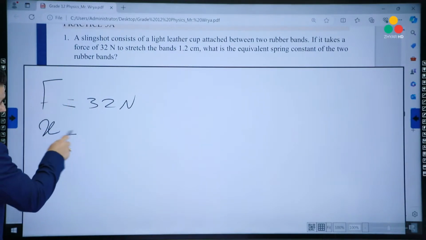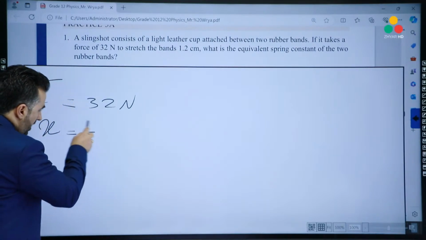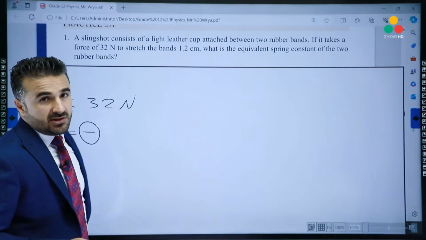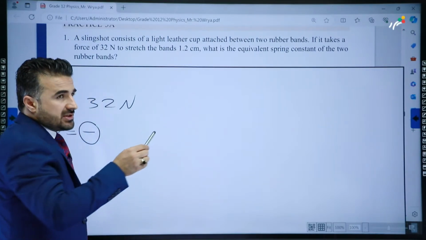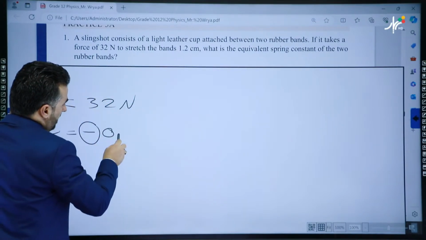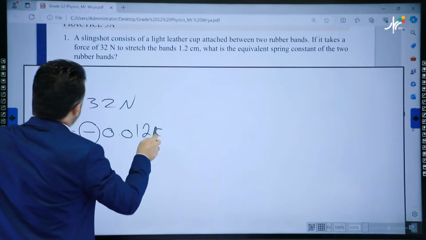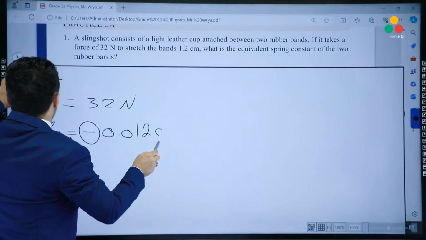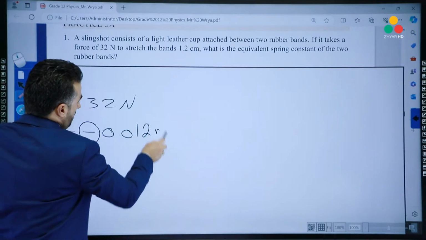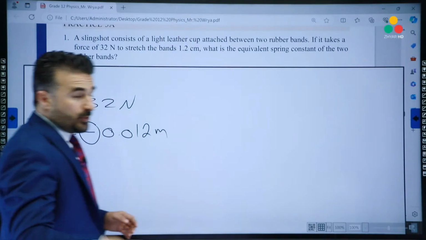So we can say x, the displacement, is, remember, we always use negative. So here's a negative 1.2 centimeter. Convert 1.2 centimeter, or 1.2 divided by 100. Of course, you will get 0.012 meter in this case, because we've just converted centimeter to meter. And then find what? What is the equivalent spring constant?